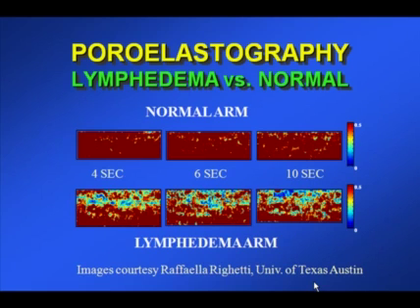Here's an example of a poroelastogram of a normal arm in the upper row of images and a lymphedema arm on the lower row. Red represents a Poisson's ratio of 0.5 and blue represents a Poisson's ratio of 0. As you can see, the lymphedema arm has a Poisson's ratio much lower than that of normal tissue, and as time progresses from 4 seconds to 10 seconds, the amount of tissue showing lower Poisson's ratios increases. And it's possible to plot a curve showing the rate of decrease in the Poisson's ratio, which may be helpful in quantification of the amount of edema present.